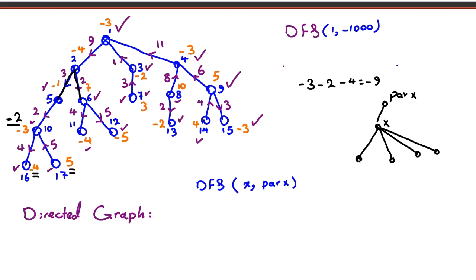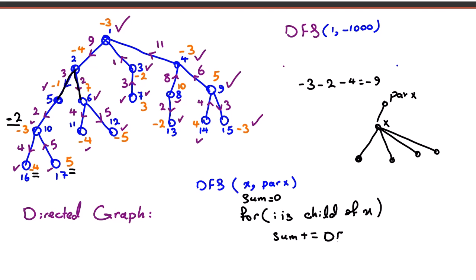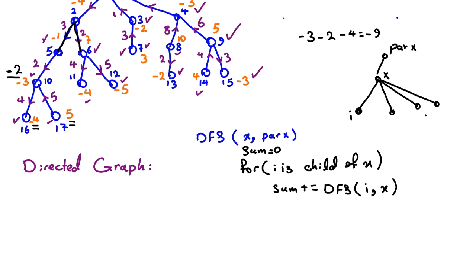So here you consider, okay, all children I of x. You consider what? You say sum 0, for example, sum plus equal to what? DFS of I, and parent of that is x. Okay, now we get all these things as sum.